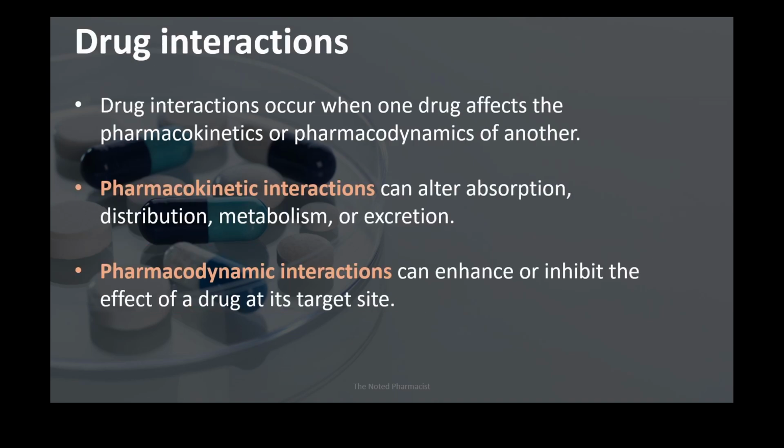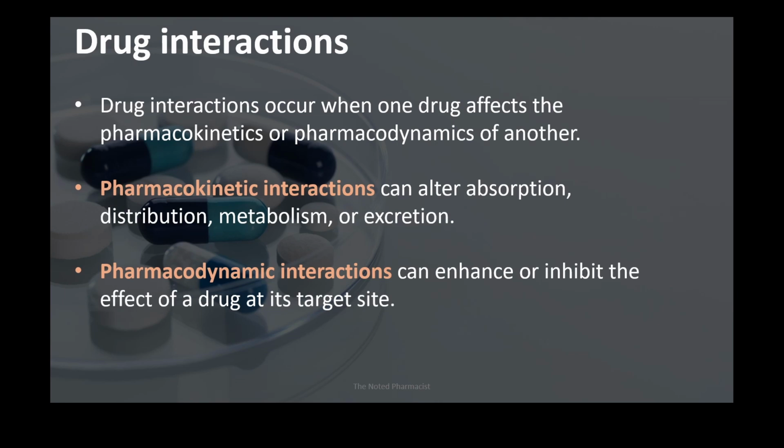Drug interactions. Drug interactions occur when one drug affects the pharmacokinetics or pharmacodynamics of another. Pharmacokinetic interactions can alter absorption, distribution, metabolism, or excretion, while pharmacodynamic interactions can enhance or inhibit the effect of a drug at its target site.